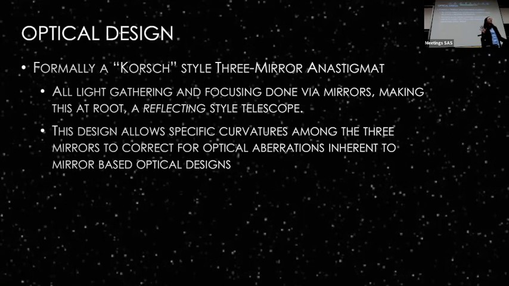This is ultimately one of the most pristine optical devices that humankind has ever created. It is as close to optical mathematical perfection as we've ever built. But at its core, it uses just a series of mirrors. This makes it a reflecting style telescope.